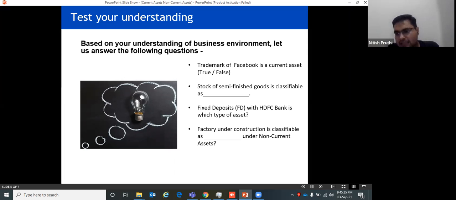Now the first part of the classification is complete. That is, it is a non-current asset. So you just have to identify which component of non-current assets. Now non-current assets have property, plant and equipment. So is it property, plant and equipment? No, because it is under construction. It has not yet been completed. It is neither long-term loans and advances, nor long-term investment, but it is under construction. So under construction means under development. So it is capital work in progress. So factory under construction is classifiable as capital work in progress under non-current assets.